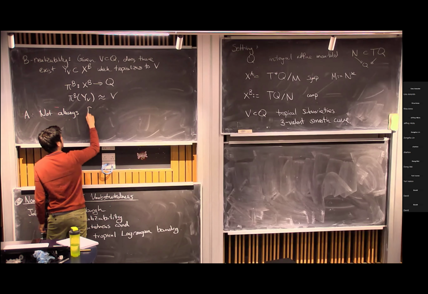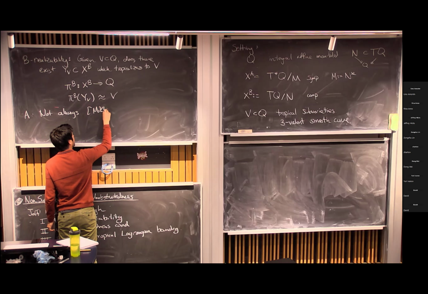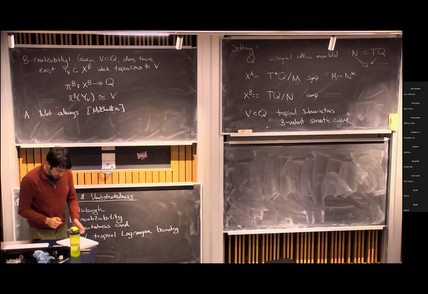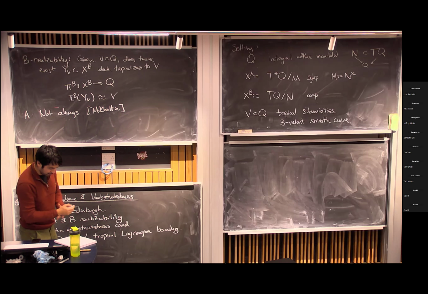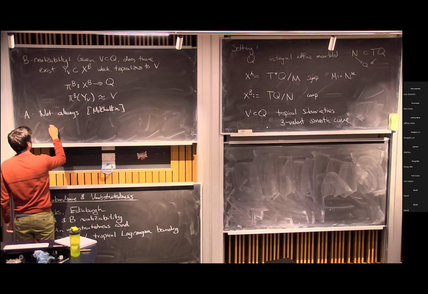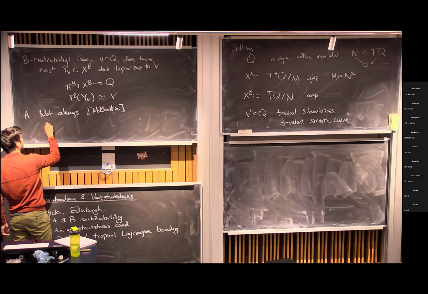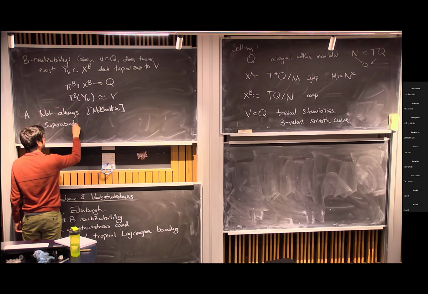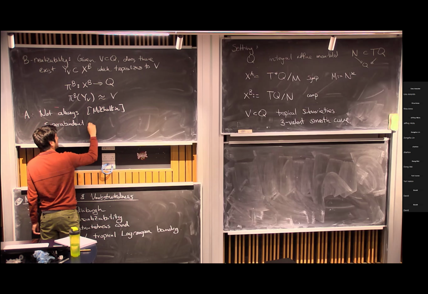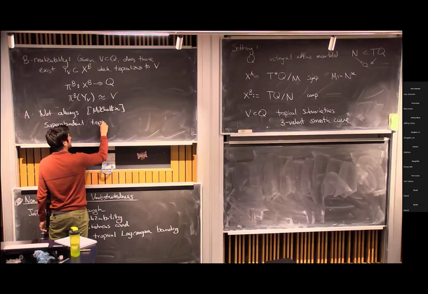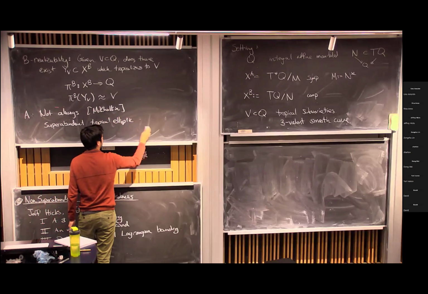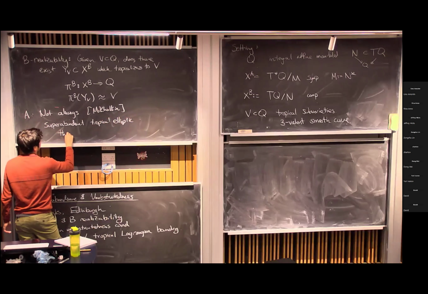So, Halpern-Leistner in some of his early work gave an example of this. So there's an example of a so-called superabundant tropical elliptic curve that is non-realizable.